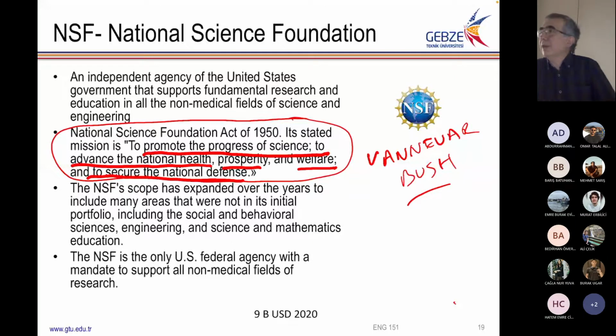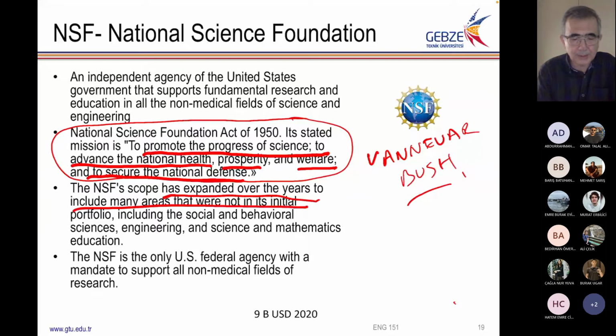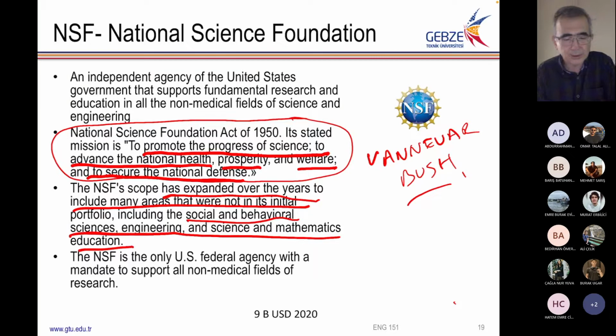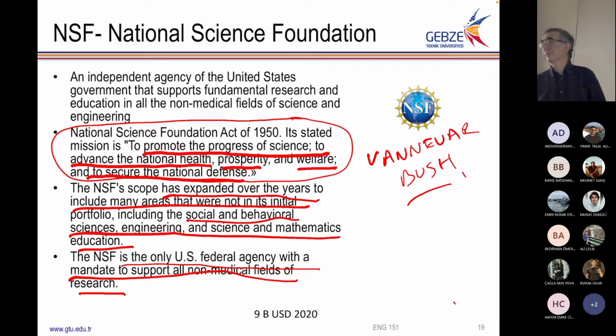Later, he was the head of the MIT Electrical and Electronics Engineering Department, Vannevar Bush, or dean or something. NSF scope expanded over years to include many areas, including social and behavioral sciences, engineering, science, mathematics, education, etc. NSF is the only United States federal government agency with the mandate to support all non-medical fields of research, except medical. Why? All non-medical.